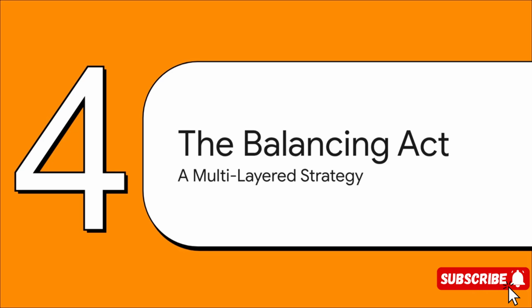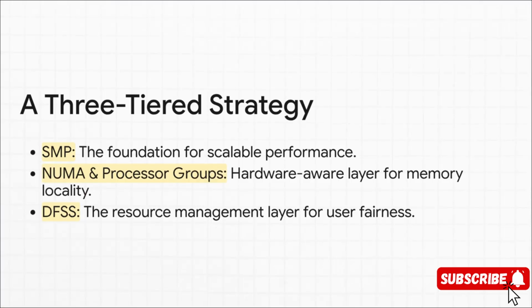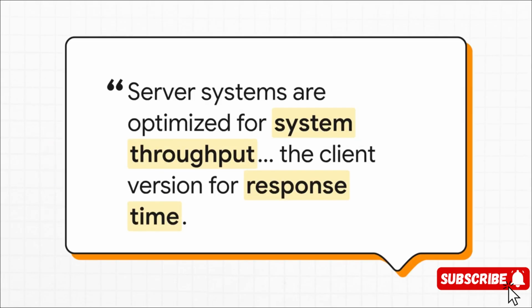So when you put this all together, what you've got is this really sophisticated, multi-layered strategy. It's a constant, delicate balancing act between raw speed, the physical realities of the hardware, and the simple need for a fair, responsive experience for the user. So let's just recap the three big ideas here. It all starts with that beautiful SMP model for pure scalable performance. Then you add a layer of intelligence with NUMA awareness to keep data physically close to the code that needs it. And finally, you layer DFSS on top of all of that to make sure this immense power is shared out fairly among everyone.